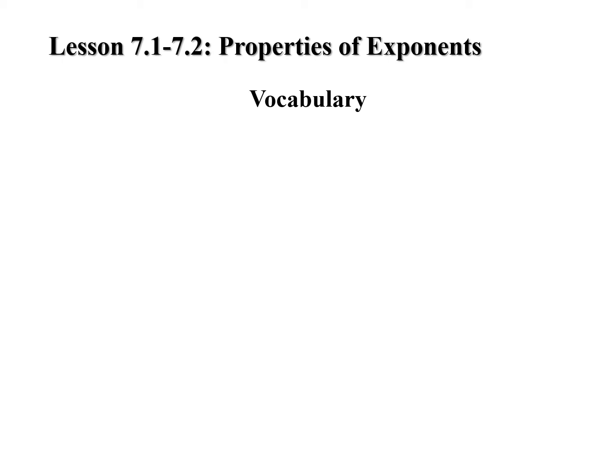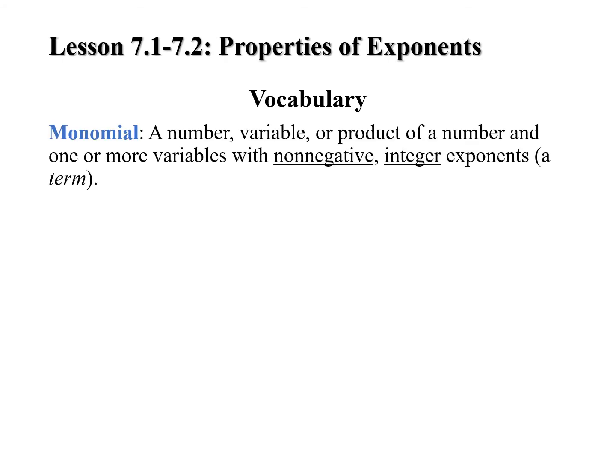Our first vocab term today is the idea of a monomial. A monomial is a number, a variable, or a product of a number and one or more variables with non-negative integer exponents. Basically, a monomial is a more complete definition of the word term that we've been using all year long. Remember, an integer is a counting number, a whole number, with no decimals or fractions attached to it.